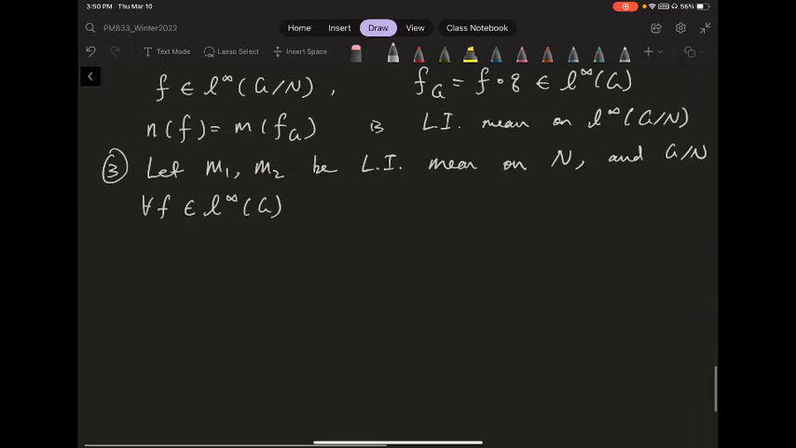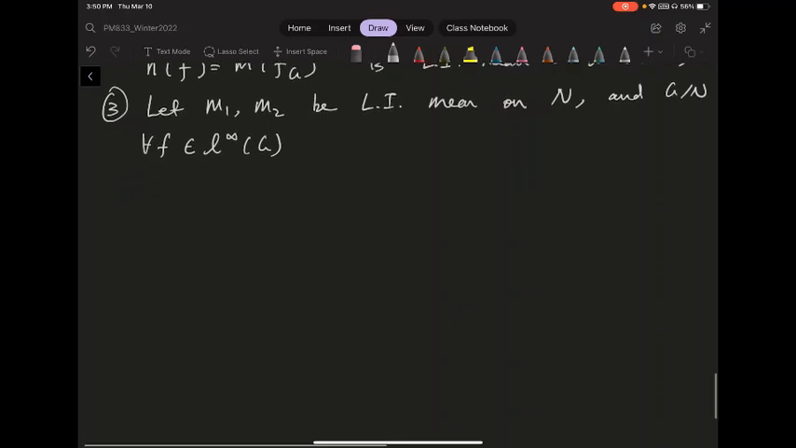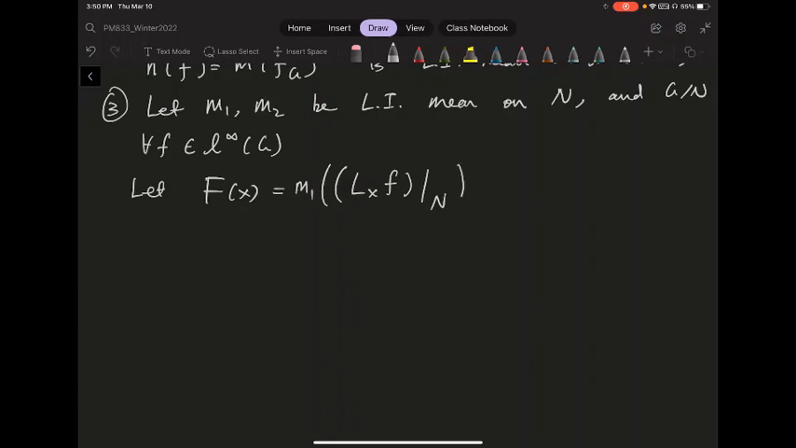So what you do is, let's just write down the definition first. Let's let this big F of x be the following. Essentially what I do is I left translate my f, and I pretend this is a function on N. And I now apply the mean on N, because I have something inside the L infinity of N, I can apply the M1. The reason this function is nice is because of the following.